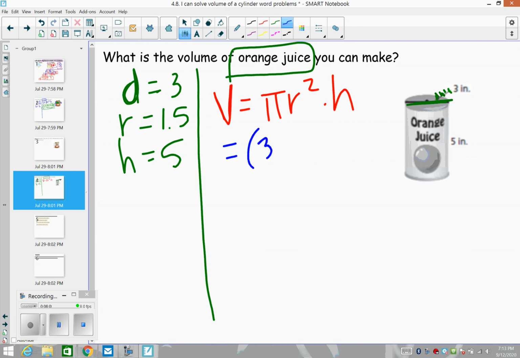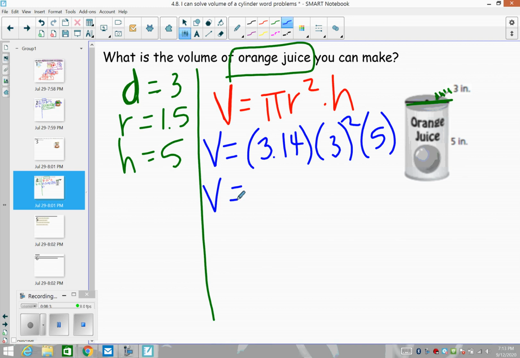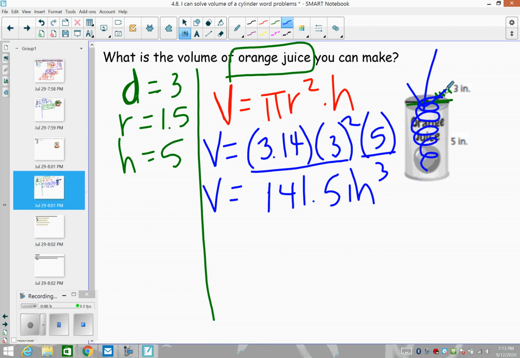So we'd have 3.14 times the radius squared times the height. So the volume then would be 3.14 times 3 squared times 5. The area of the bottom, the area of the circle, times the height gives us 141.5 inches cubed, which is the amount of orange juice that fits in that can. How much volume does the can hold?